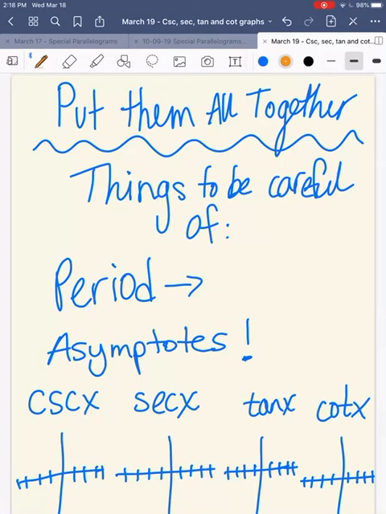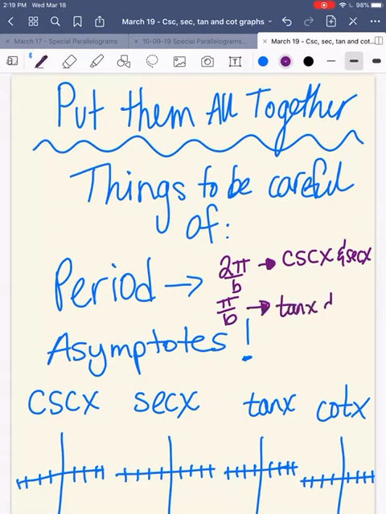Okay, so I wanted to make this note of putting it all together because next week we're going to pull sine and cosine in and kind of be done with this unit. But before we pull sine and cosine in, we got to make sure we can do all 4 of these together. So when we put them all together, cosecant, secant, tangent, and cotangent, the biggest thing is that the periods are going to be different.